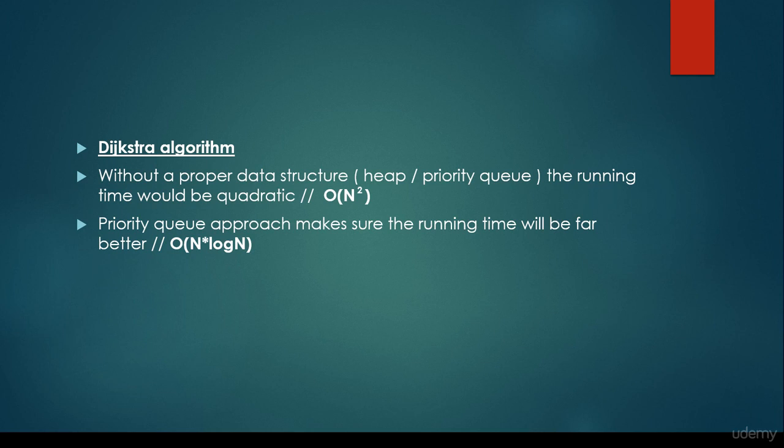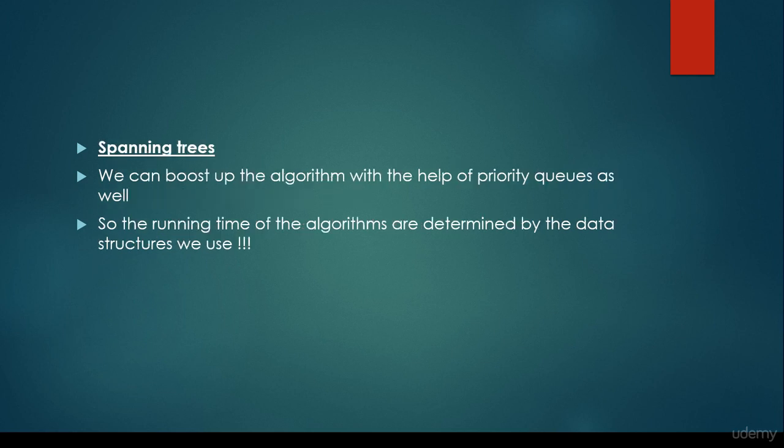And if we have a huge data set, so n is equal to a great number, then of course it's going to be very important to use an n log n algorithm instead of n squared. Or for example, let's consider the other important algorithm. By the way, we are going to talk about these algorithms later. So for example, we would like to construct spanning trees. Then we can boost up the algorithm with the help of priority queues again. So the running time of the algorithms is determined by the data structures we use.